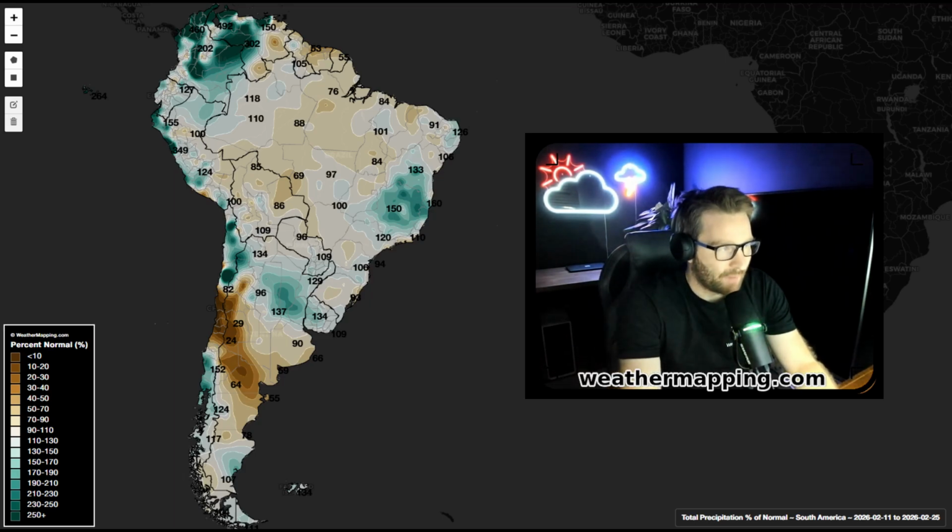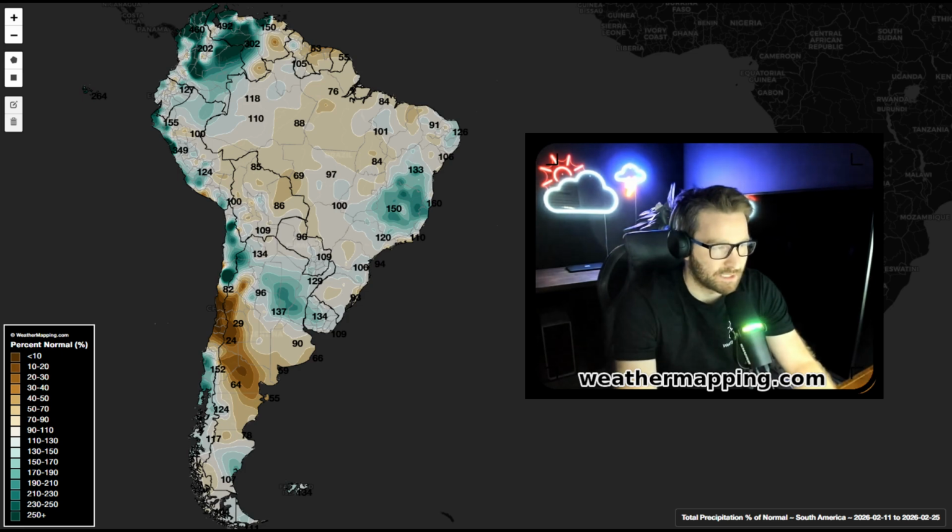In today's map, we're looking at forecast total precipitation as a percentage of normal for the next 15 days, February 11th through the 25th, across South America, the Amazon Basin, Northern Tier, and the Southern Cone. On these maps, the brown indicates below normal precipitation, while the greens and teals indicate above normal precipitation.